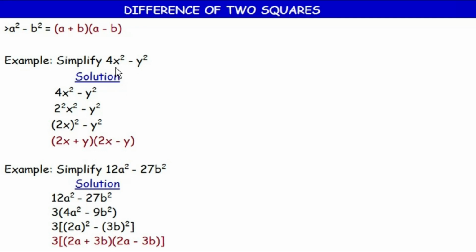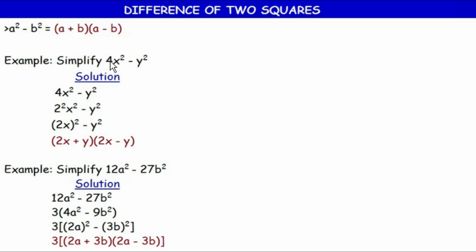Good. So the first thing you have to do is establish the number that is being squared. You see here 4x squared. Now 4 is a perfect square, it is the square of 2. So the first thing to do is to break down this 4 into 2 squared. So you're going to have 2 squared x squared minus y squared, and then you factorize this one and get 2x all squared, because in difference of two squares we need the number that is being squared. We don't need the result of the square of the number, we need the number that is being squared.